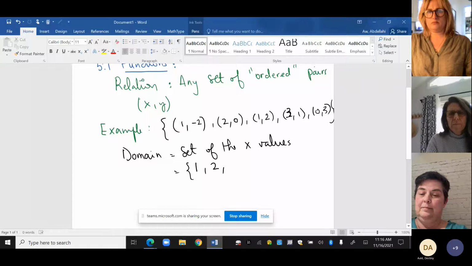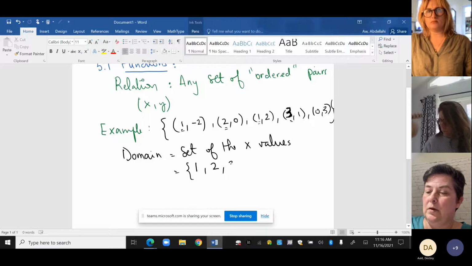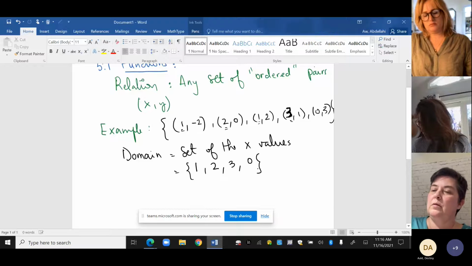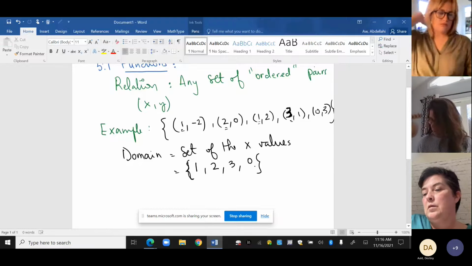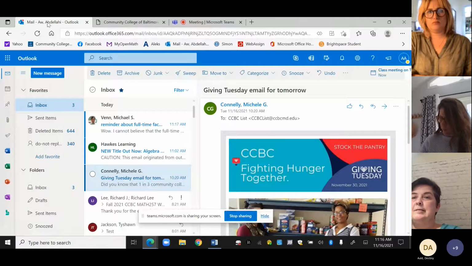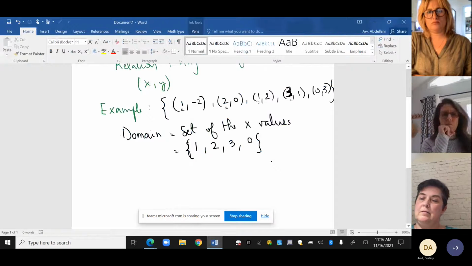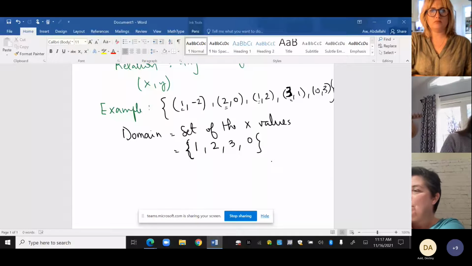Let me change this one to 3, 1. So 1, 2. I have another one, but I don't have to write it twice, right? And then 3, and then 0. And also, they don't have to be listed in order. When you put braces, you don't have to list them in order, all right? So that is the domain, a set of all the x values. Everybody see that? If you are given a relation and we ask you what is the domain, don't forget that. These are very simple questions to answer. These are the set of the x values.